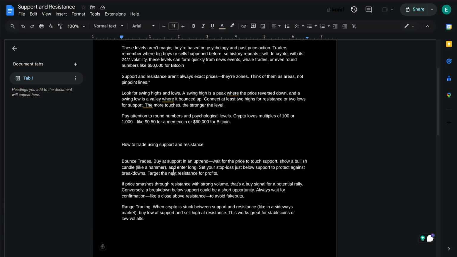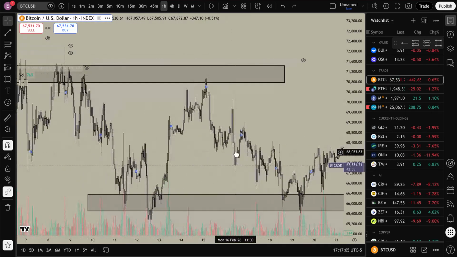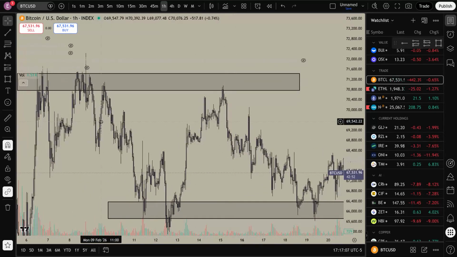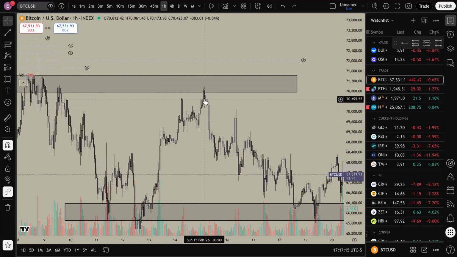And now the second type is if price smashes through resistance with strong volume. That's a buy signal for a potential rally. And conversely, a breakdown below support could be a short opportunity. Always wait for confirmation, like a close above resistance, to avoid fake outs. Let's take a look at how a short trade could have played out. All right, so as you can see here, it's bounce, bounce, bounce. So very strong resistance right here. We see it happen. Oh, what's that?